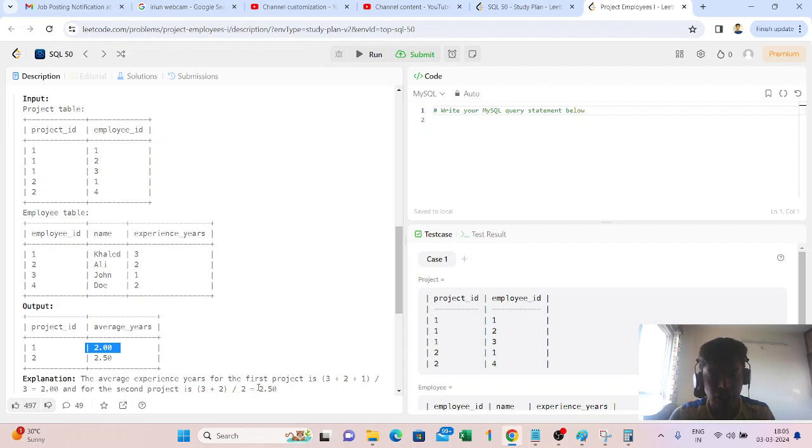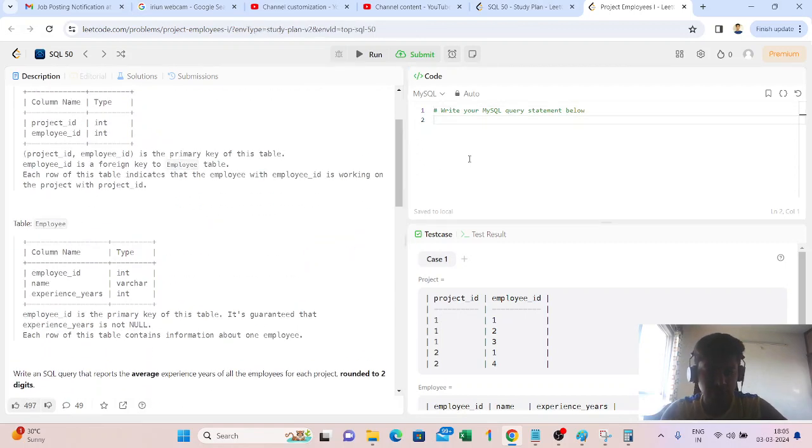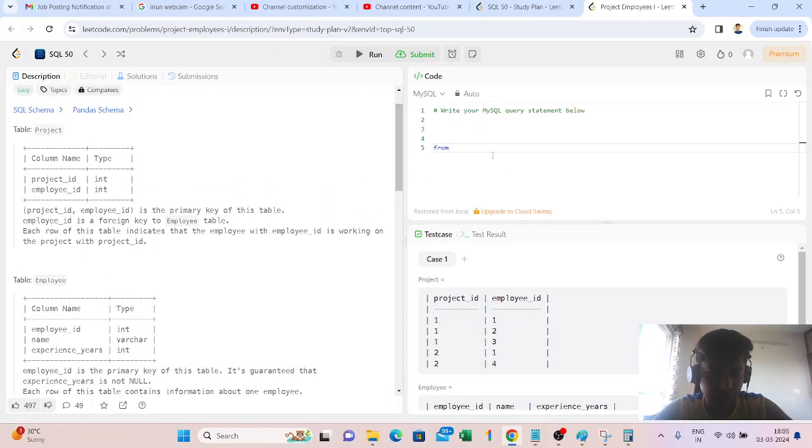We have to keep in mind the rounding off, and if you have been following my series, you all know it is very simple. So let us quickly go to the code panel and code this. First, we will take the tables from Project P inner join Employee E on P.employee_id equals E.employee_id. I hope it is clear why we are joining on employee ID, because it is already given, and this is the common column between both tables.